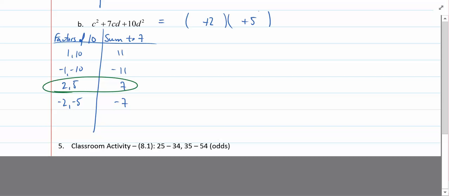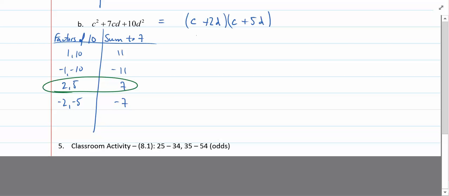Now, since this was a standard trinomial whose first term was c squared, we know that c will go in the beginning of each binomial. And to account for the d squared that showed up at the end of the trinomial, we'll put d at the end of each binomial.